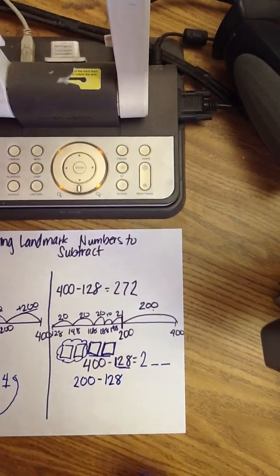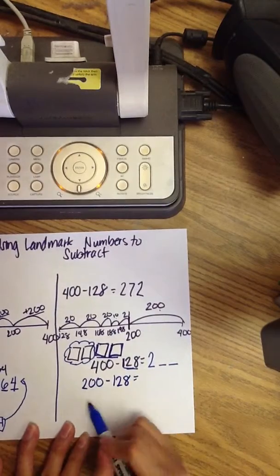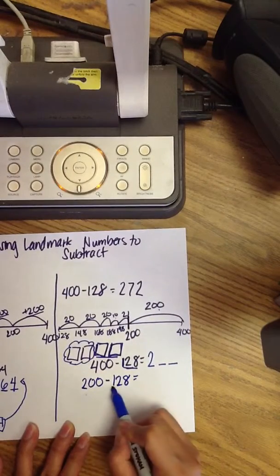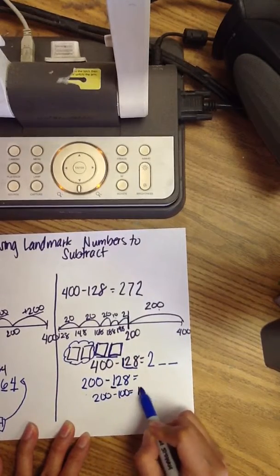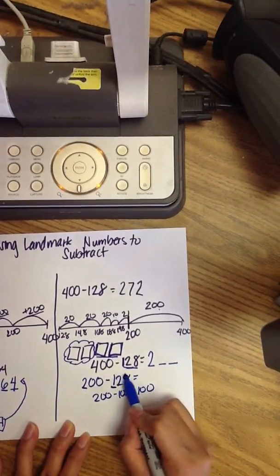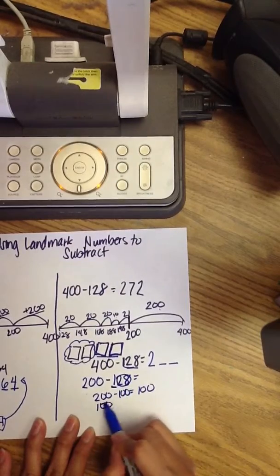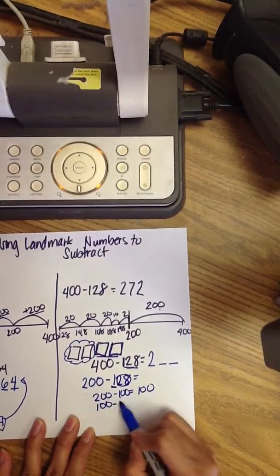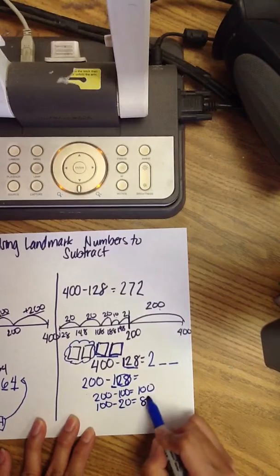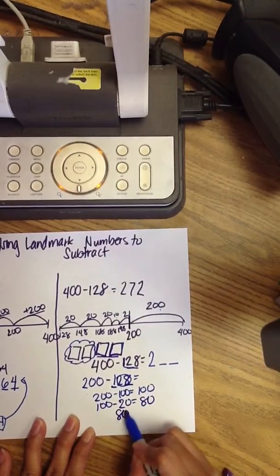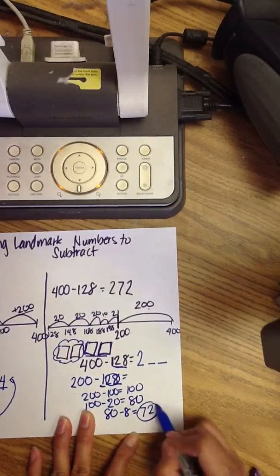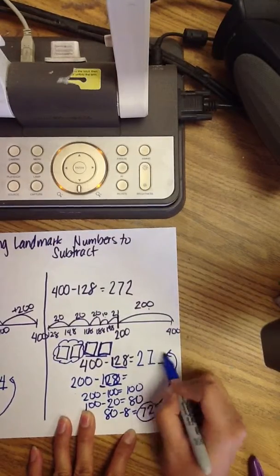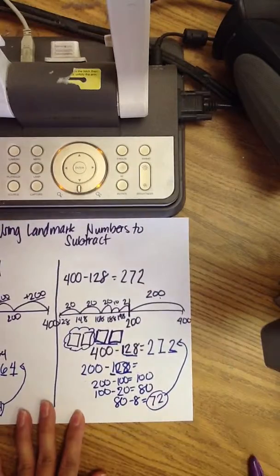Just like that. And I can subtract by place. 200 minus 100 equals 100. And then minus this 28, 100 minus, or I could do 20 equals 80. And then the 8, 80 minus 8 equals 72. And this 72 fills the tens and the ones place.